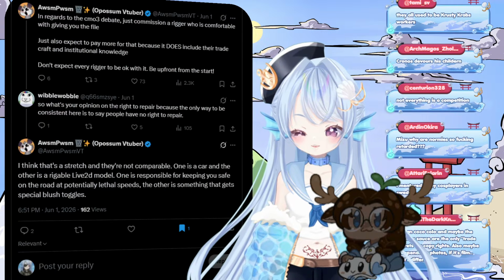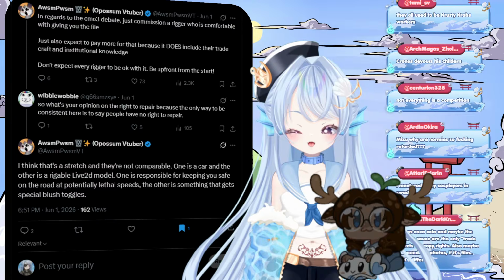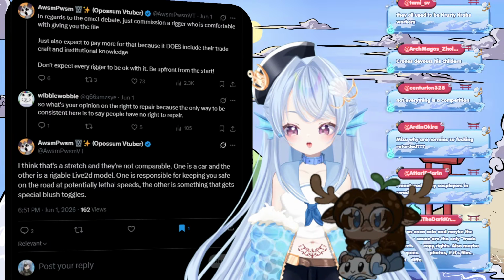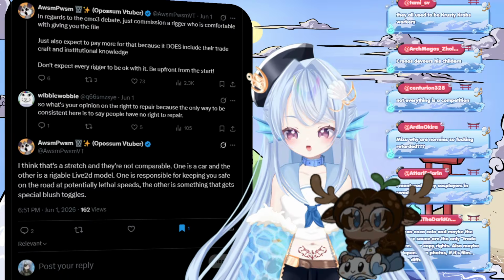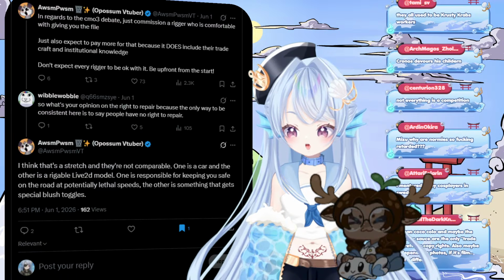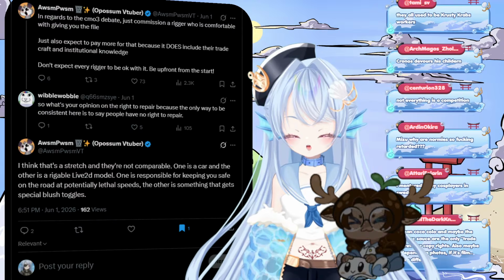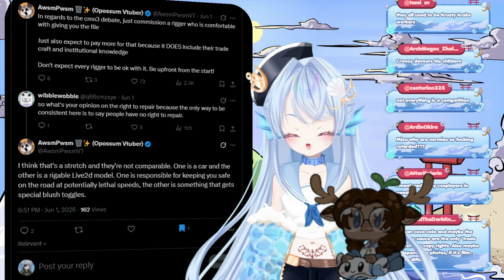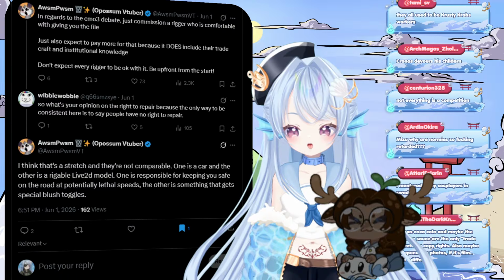This was one that also kind of got on my nerves a lot when I read it. It says, in regards to the CMO3 debate, just commission a rigger who is comfortable with giving you the file. Just also expect to pay more for that because it does include their trade, craft, and institutional knowledge. Don't expect every rigger to be okay with it. Be upfront from the start. And somebody replied, so what's your opinion on right to repair?